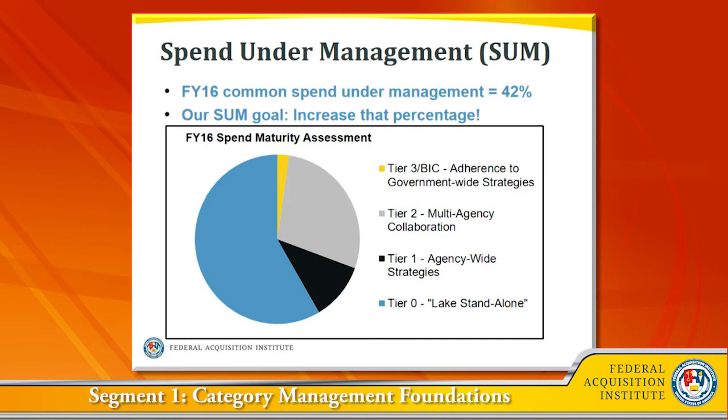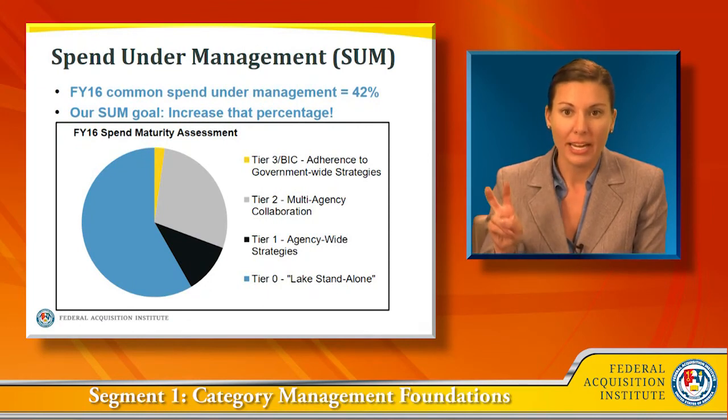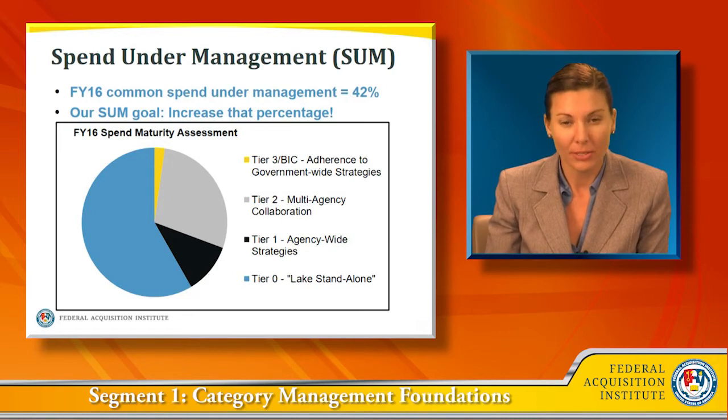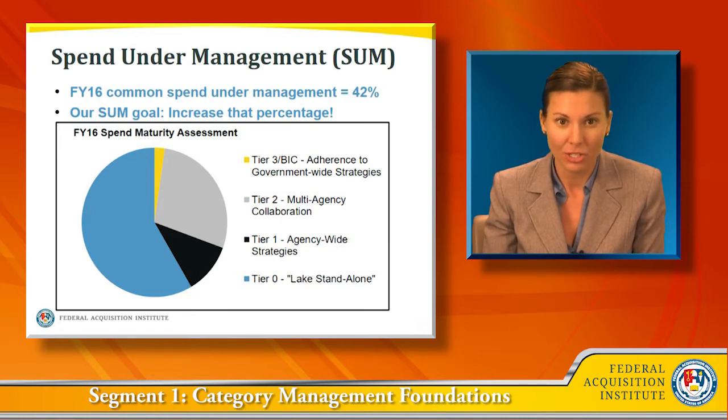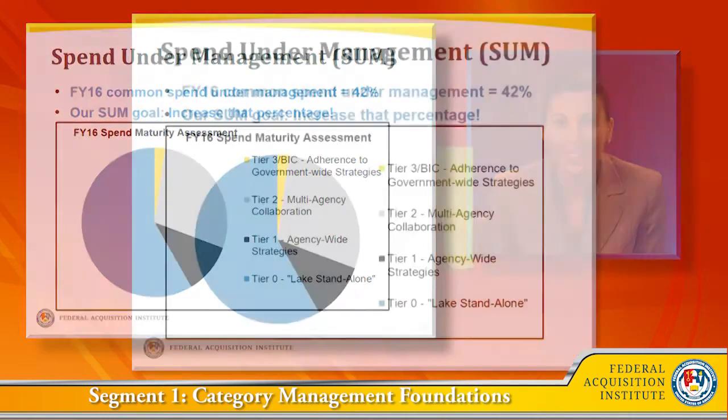OMB, working with the 24 CFO Act agencies, established a SUM baseline based on fiscal year 2016 FPDS spend data. Out of that, 42% of the common spend can be considered under management, a Tier 1, 2, or 3 rating as shown on the maturity assessment scale in this image. That means 58% of our common spend was rated at Tier 0, meaning it's sitting in Lake Standalone. Wow. Obviously, we have some growth to do, but the good thing is that we have data in place so we know how much growth we need to accomplish.